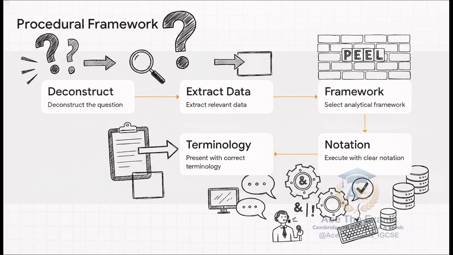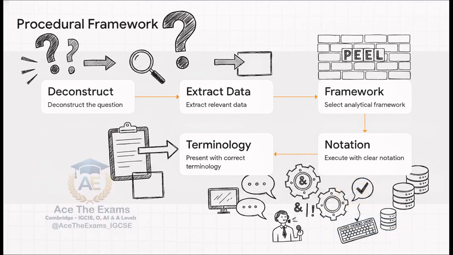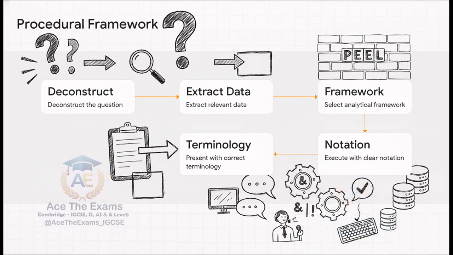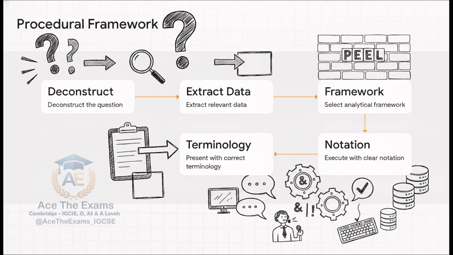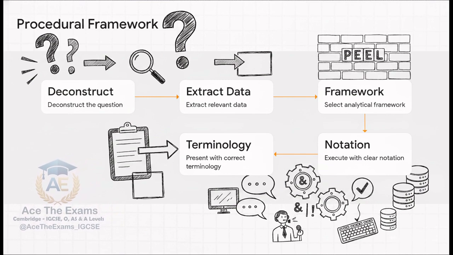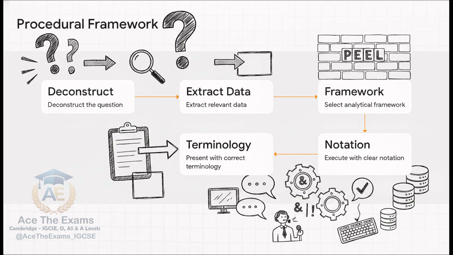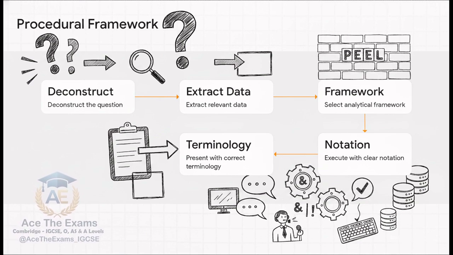Step 1. Deconstruct the question. Highlight the command word. Is it describe, explain, or evaluate? Step 2. Extract data. Pull the exact constraints out of the text. Who is the user? What's the environment? Step 3. Select framework. This is where you bring in your PEEL structure. Step 4. Execute with clear notation. If you're writing out a validation rule, use the proper logical operators.